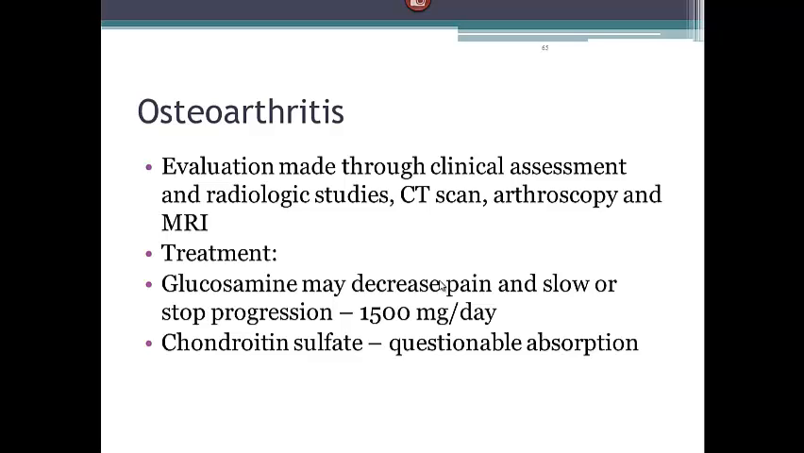Evaluation is basically by clinical assessment and radiological studies. You could do x-rays of the hip, the knee, etc. And the x-ray most likely will reveal the presence of osteophytes, also narrowing of the joint space, increased density of the subchondral bone. Sometimes you could see some chondral cyst formation, bone remodeling, or effusion.